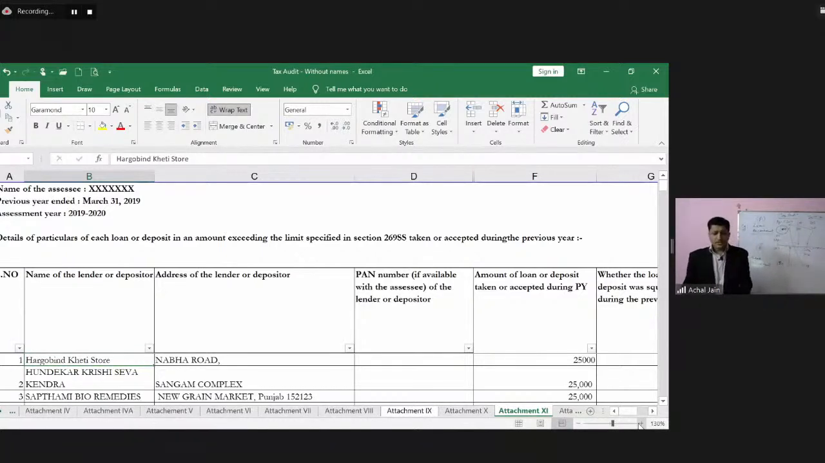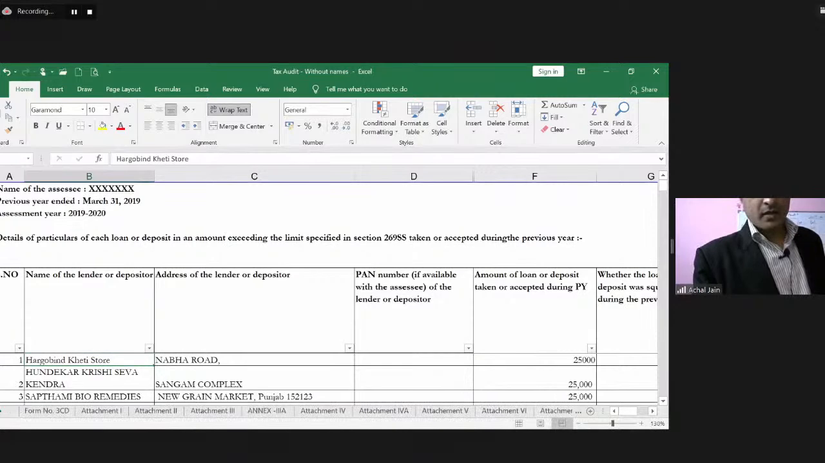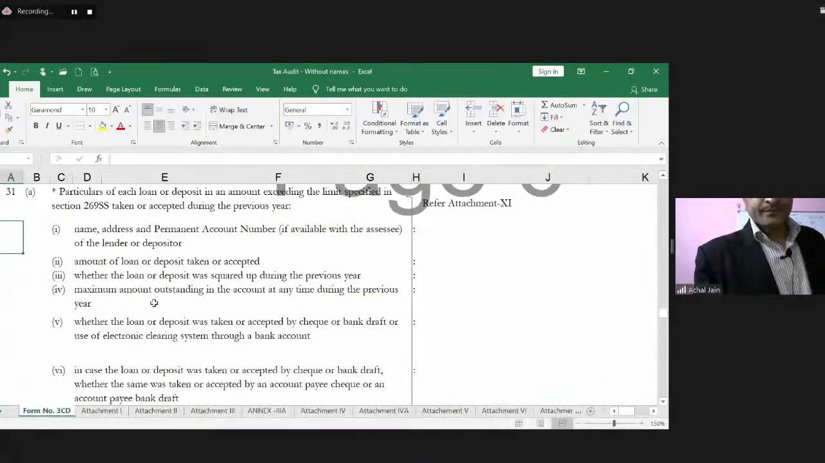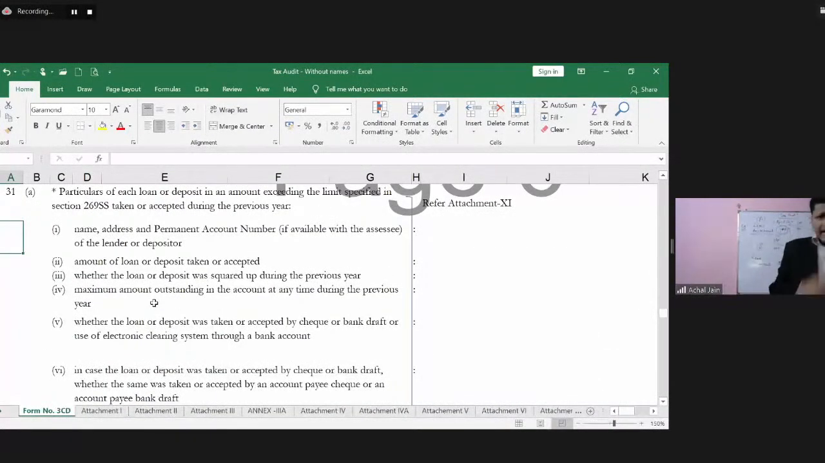Now, similar to this, there are many other clauses. So I'll just flip through those clauses now, and I'm hoping that through that you will get the perspective around every clause. For 31A, we discussed that particulars of each loan or deposit in an amount exceeding the limit taken or accepted is required to be reported.